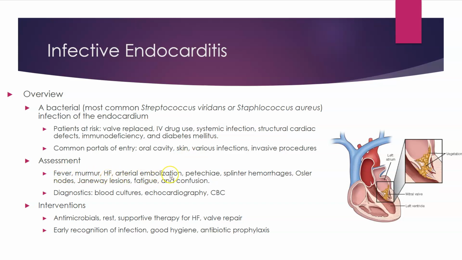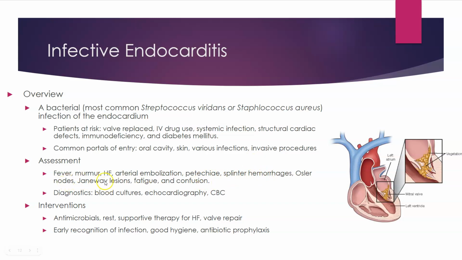They'll go into heart failure. They could have embolization, so those little clots can break off and go throughout the body. When that happens, you can get petechiae, the little hemorrhages on the skin from blood from the vasculature rupturing. You might see splinter hemorrhages. These are on the back of your nails, and that's basically petechiae underneath your fingernails.